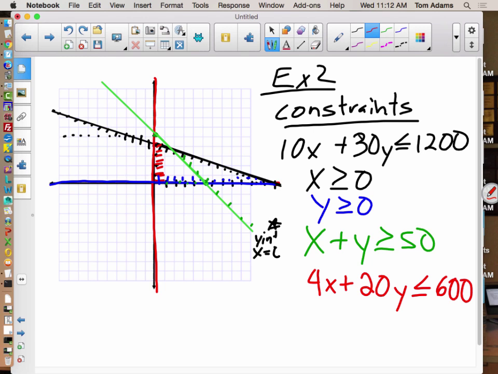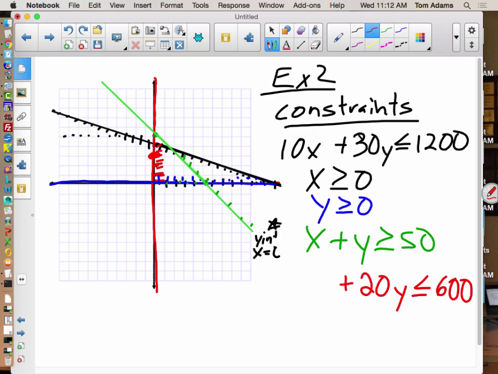Again, we're going to use the x and y intercepts to graph this. So the y-intercept occurs when x equals 0, 4 times 0 is 0. What is my y-intercept? 30, right? Because 30 times 20. So my y-intercept is 1, 2, 3. So I got my y-intercept here.